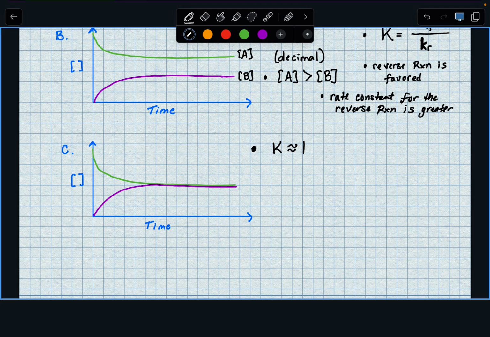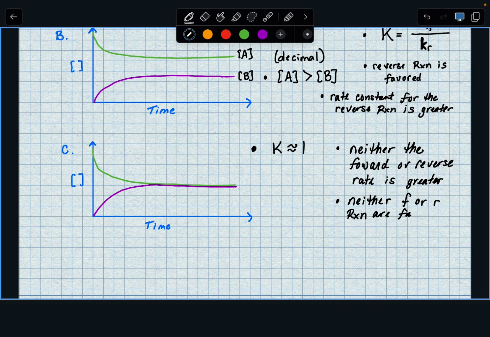So for K equal to 1 or approximately equal to 1, what we can do right away is just say that neither the forward or reverse rate constant is greater, meaning they're pretty close to being the same. And this also, you could say that neither the forward nor reverse reactions are favored, meaning it's not either side. They're both equal. And what that means is, if our big capital K, the equilibrium constant, basically the rate constant for the forward rate and the rate constant for the reverse rate, they're pretty much the same. And then what happens is A can be approximately equal to B at equilibrium. And if you look at the graph here, we can see that.